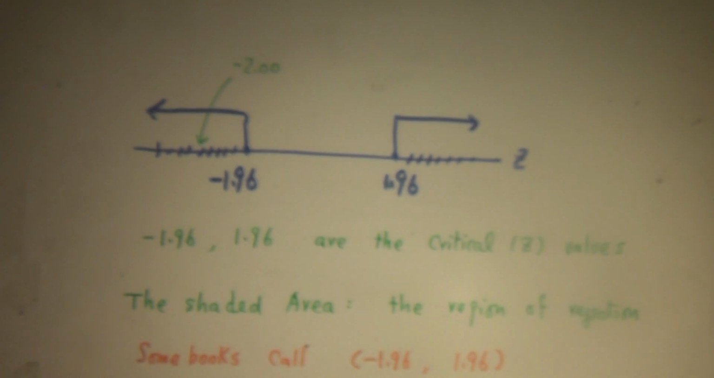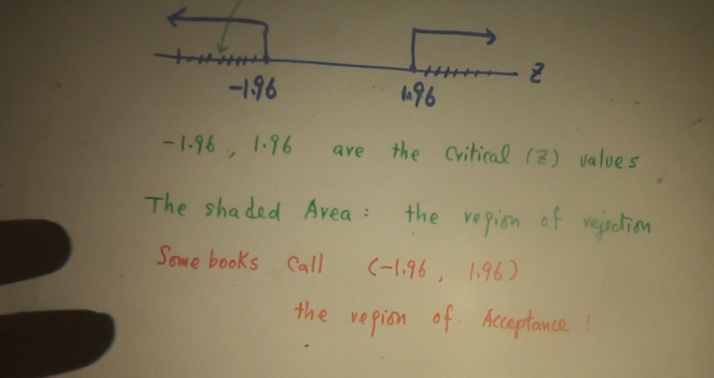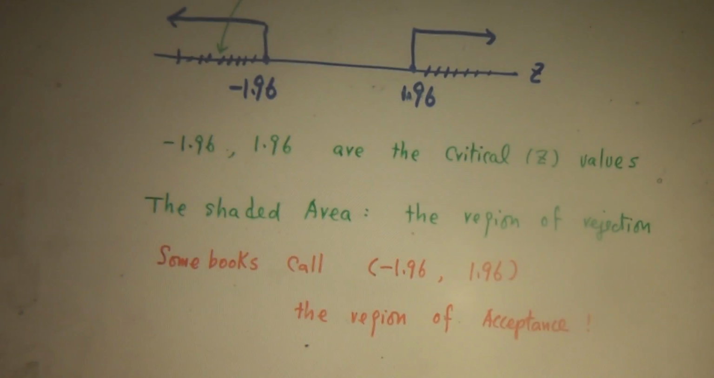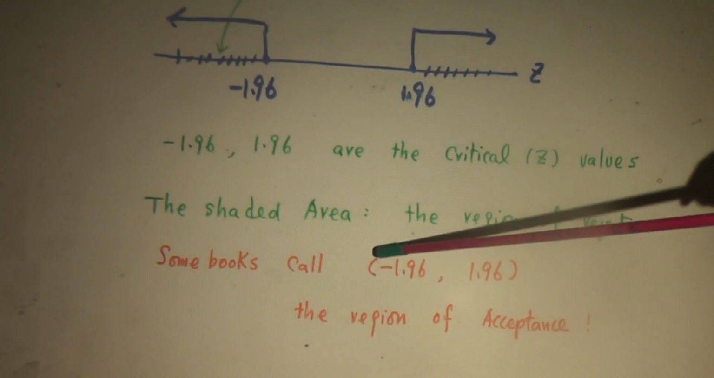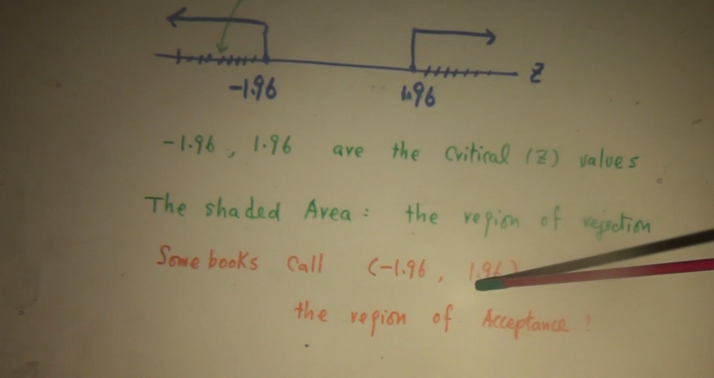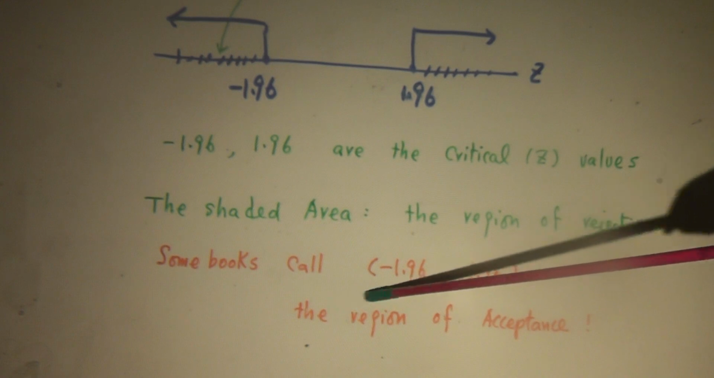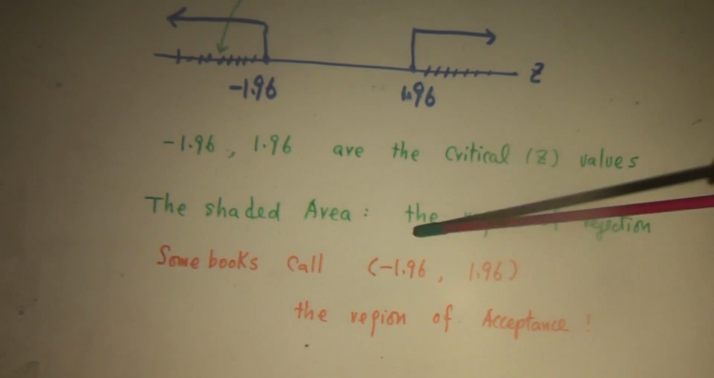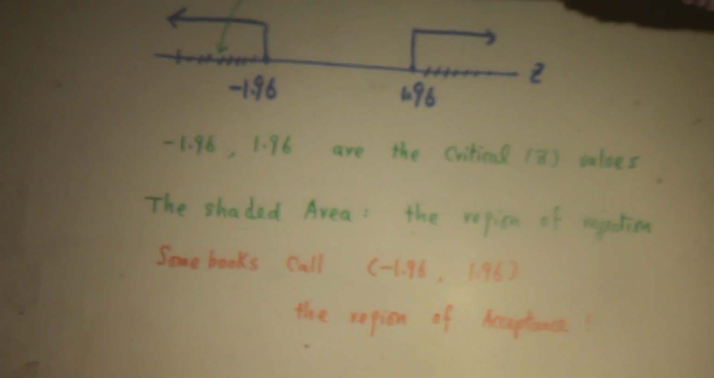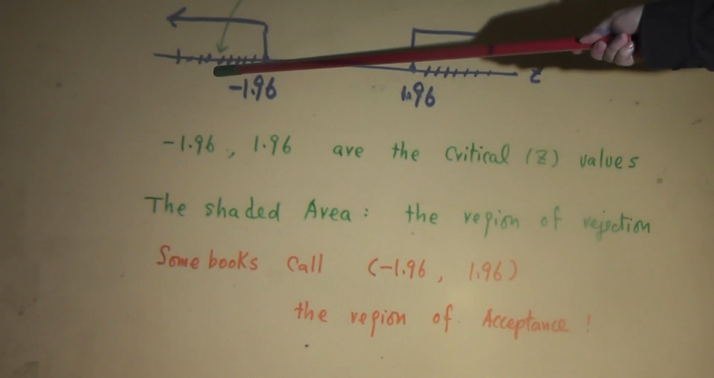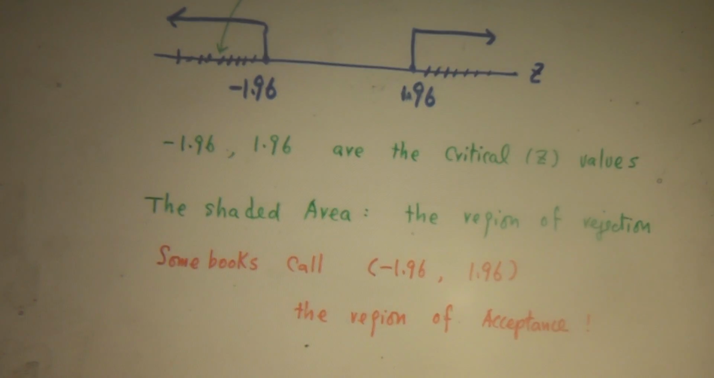Some books call the area from minus 1.96 to 1.96 the region of acceptance. Compared to this, the shaded area is the region of rejection. And we find our observed Z-score of minus 2 falls in the region of rejection.